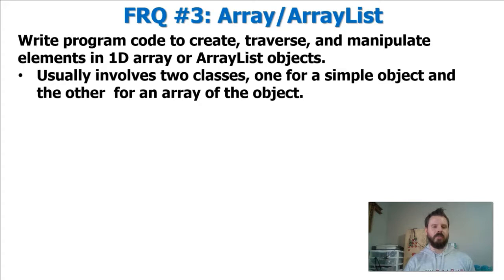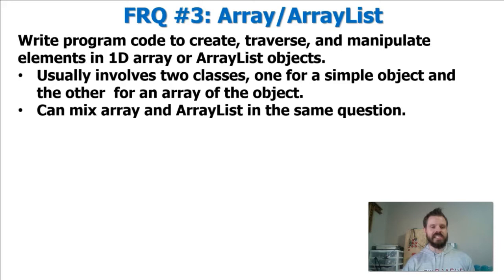Usually this type of problem involves 2 classes. One for a simple object that just stores a few pieces of information, and then the other class where you write the methods, which is basically going to be an array or an array list of those objects. Like I said, it can mix array and array lists. We didn't really see that with this question. We'll take a look at one like that in the next few weeks, just to make sure we're not confusing the two.